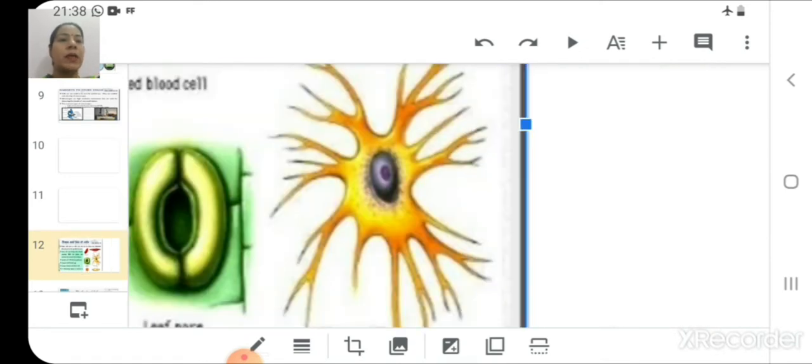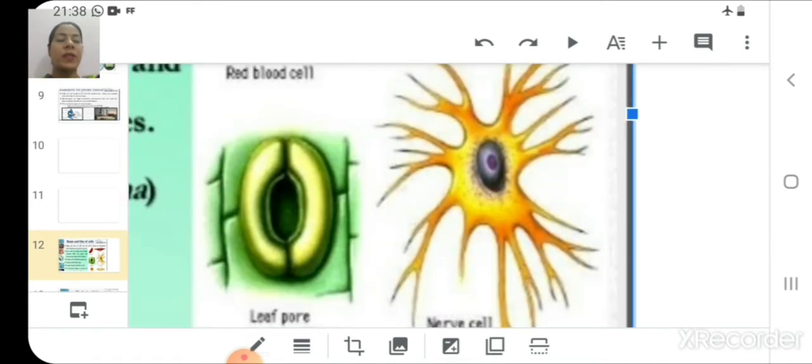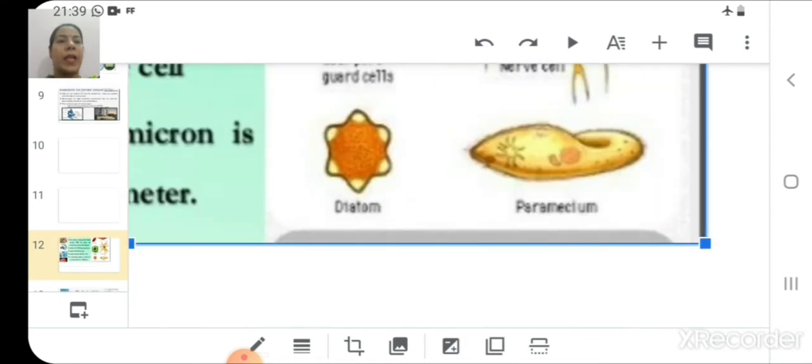You can see nerve cells which have a specific type of structure. And then you can see paramecium, which has a different type of structure. Then you can also see diatoms here.